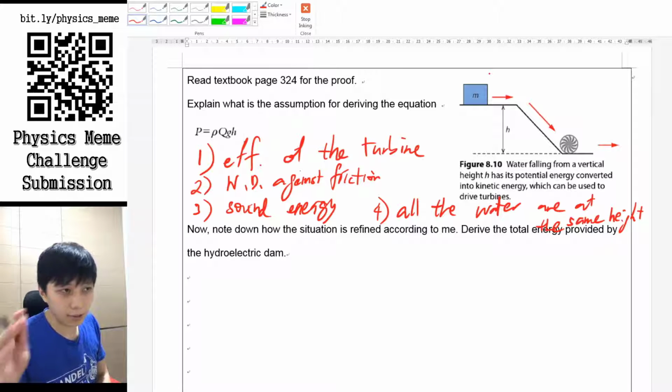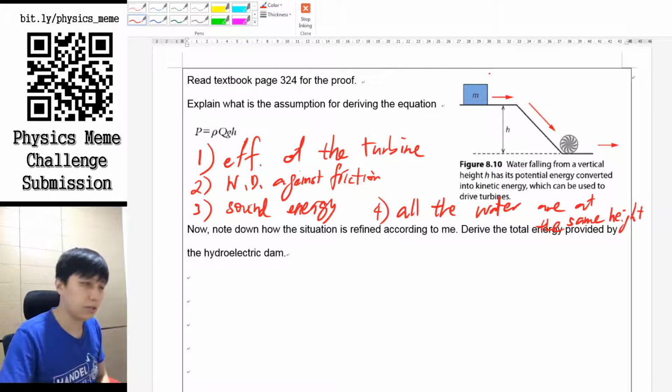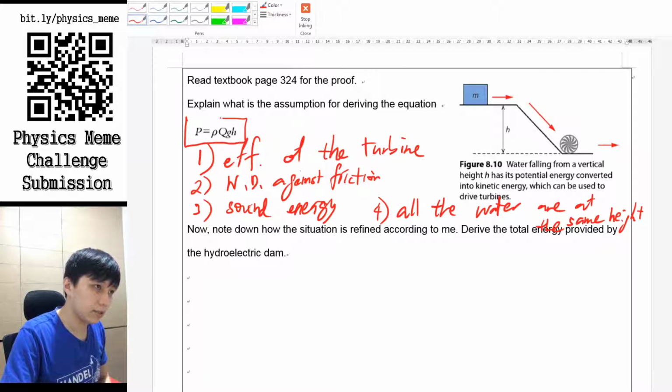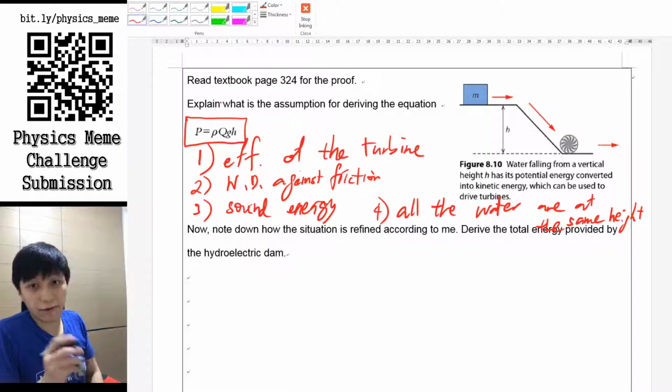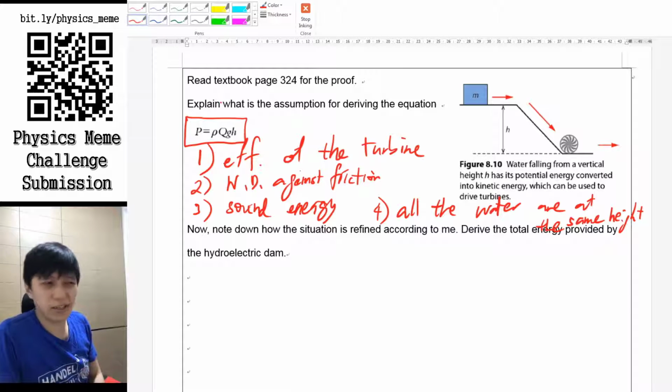And these are the assumptions that you need in order to get this equation valid. As for the deriving work, it's very easy. You can just read the textbook or you can just do it by yourself.